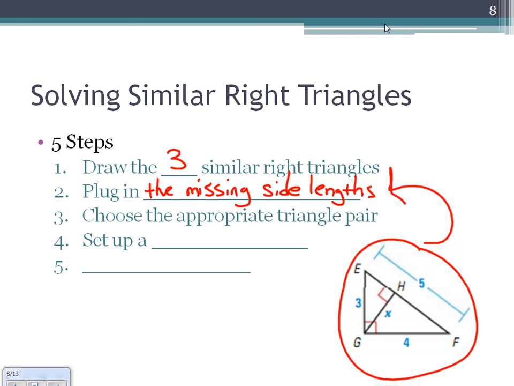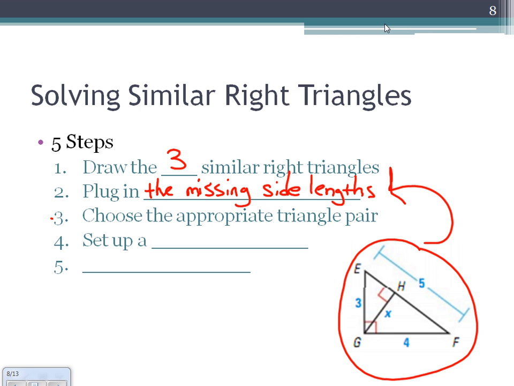Step 3 is to choose the appropriate triangle pair. It will become very obvious when we do these which triangles we should pick. Remember, we have 3 triangles that we're going to get, right? We kept doing red, green, and blue. But once we get to step 3, we have to choose 2 of them. So we're going to ignore one of them. And I'll tell you how to pick that one when we move on.